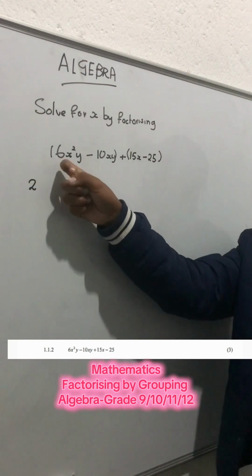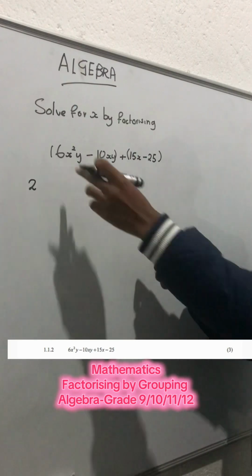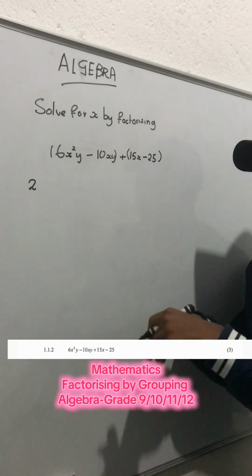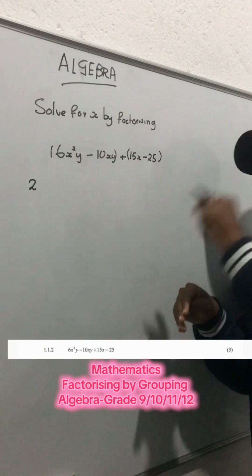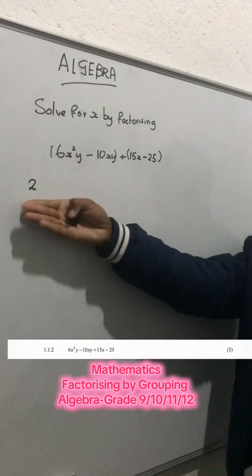We can't take out 6 because 6 cannot get into 10 without leaving a remainder. Yes, we can put 6 into 10, but it will leave a remainder. We don't want that. We want a number that fully gets into that number, or is fully divisible by that number. So we got 2.